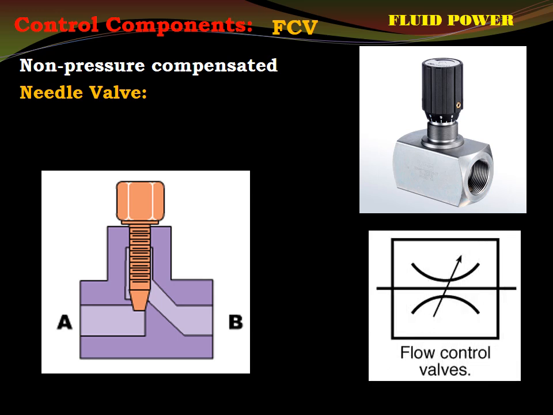And here is the graphical symbol, right? And this arrow says what? You know it, earlier we have used it in the pump as well. It is variable type. That means the opening can be altered, as we have just seen by unscrewing the knob, right?